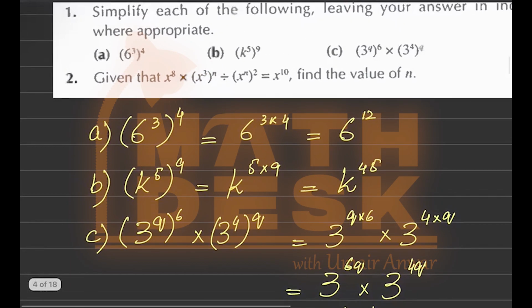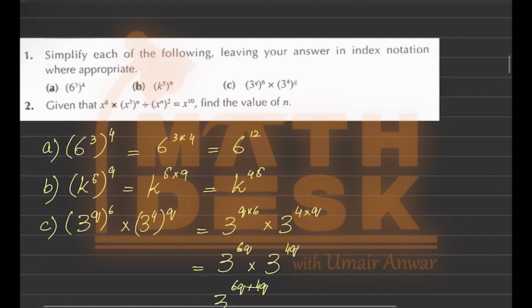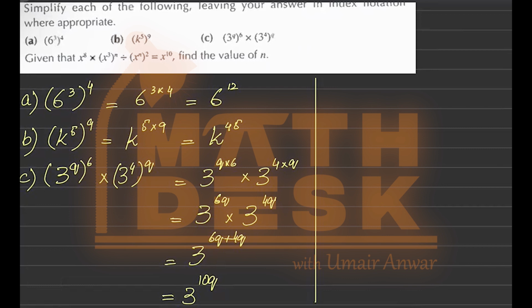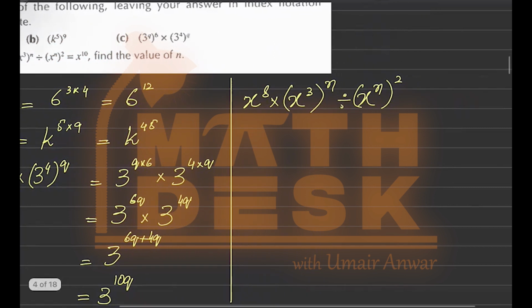There is another question over here. It says that x raised to 8 multiplied by x cube raised to n divided by x raised to n square is equal to x raised to 10. So we have been given this relation. We need to find out the value of n. x raised to 8 multiplied by x cube raised to n divided by x raised to n square, and this whole is equal to x raised to 10.